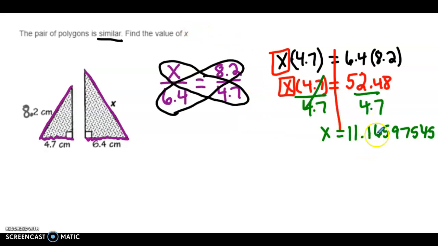And just as a reminder, when you round, I like to underline the spot that you're looking for and circle the number right behind it. The number behind it tells me whether my spot stays the same or increases by 1. If this number that's circled is 5 or greater, it increases. So this 1 becomes a 2.